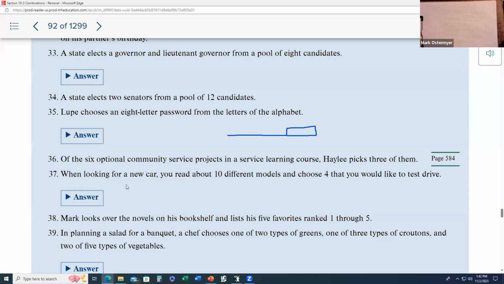Number 37, when looking for a new car, you read about 10 different models and choose 4 that you would like to test drive.